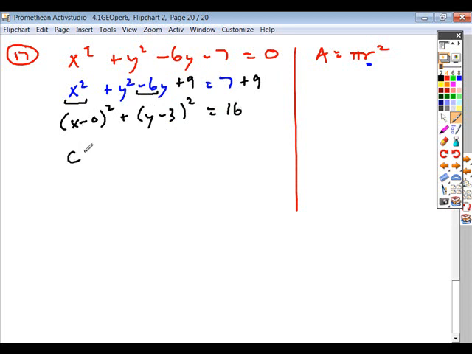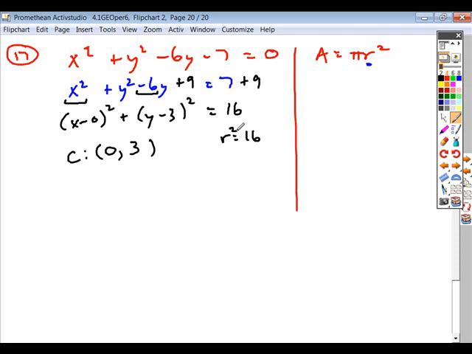And now, we don't necessarily need to use this information on the left. If we did, the coordinates for the center would be the x and y values that would give you zeros in these parentheses. So for the x coordinate of our center, it would be a 0. For the y coordinate of our center, a 3. And what we get on the right side here is our r squared value. R squared is equal to 16.